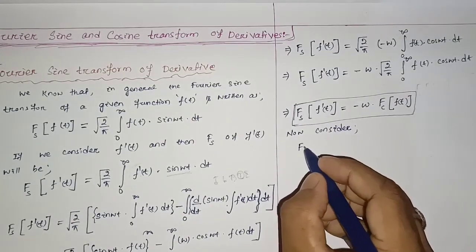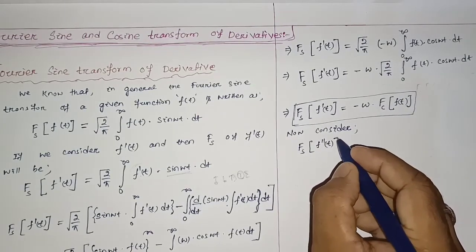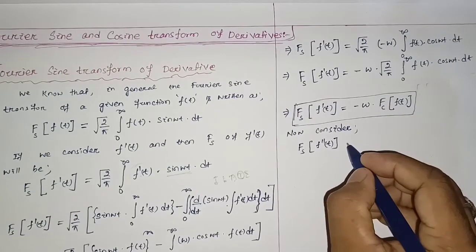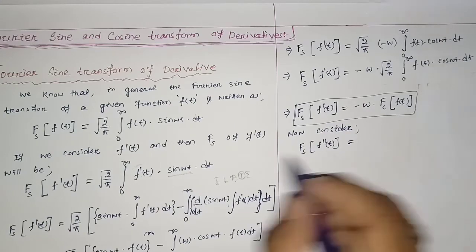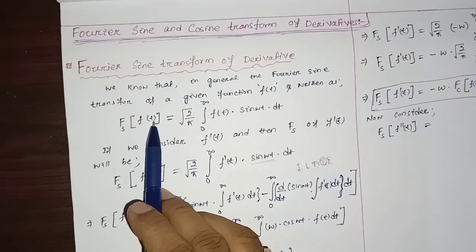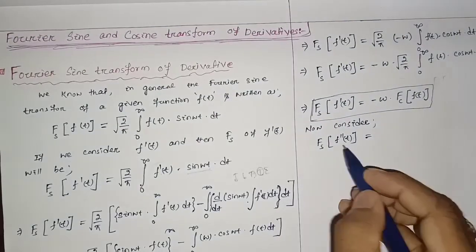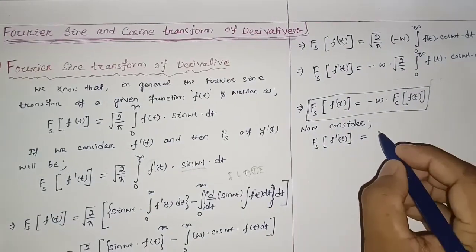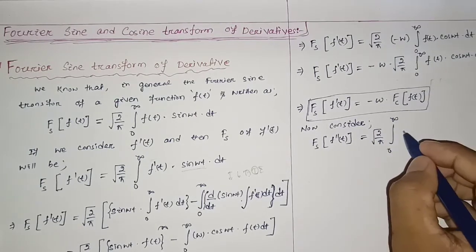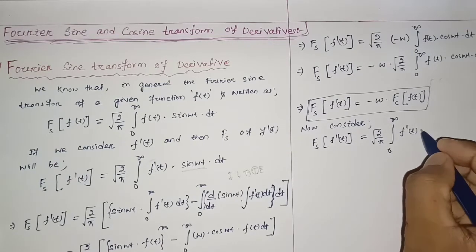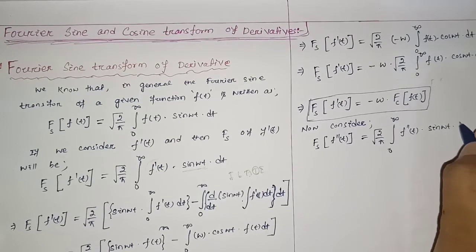Now consider the Fourier sine transform of the double derivative of function f(t). Similar to the general Fourier transform of f(t), instead of f(t) here, f double dash (t) is there. So we are going to write root over 2 by pi, integration from 0 to infinity of f double dash (t) into sine omega t dt.